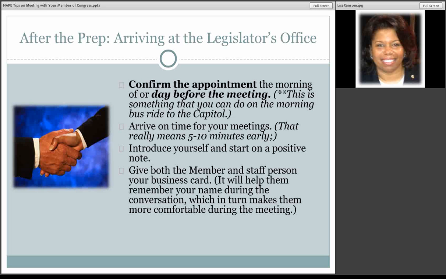After the prep, arriving at the legislator's office. Confirm the appointment the morning of or the day before the meeting. This is something you can do on the morning bus ride to the Capitol. Arrive on time for your meetings. That really means 5 to 10 minutes early.